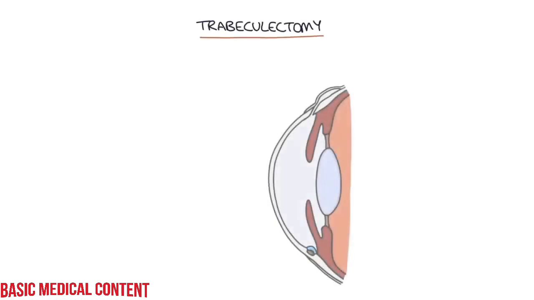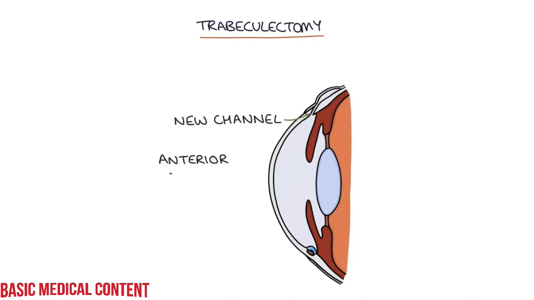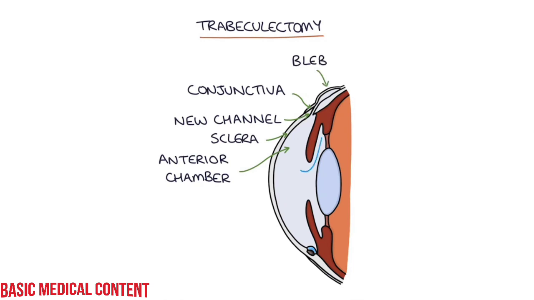Finally, a surgical procedure called trabeculectomy may be used where the eye drops are ineffective, and this involves creating a new channel from the anterior chamber through the sclera to a location under the conjunctiva. This causes a little bleb under the conjunctiva where the aqueous humor drains, and the aqueous humor is then reabsorbed from this bleb into the general circulation. So it essentially creates a new way for aqueous humor to drain away from the eye.